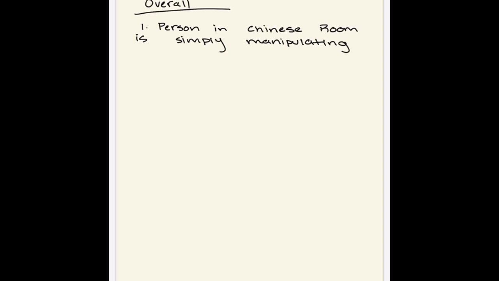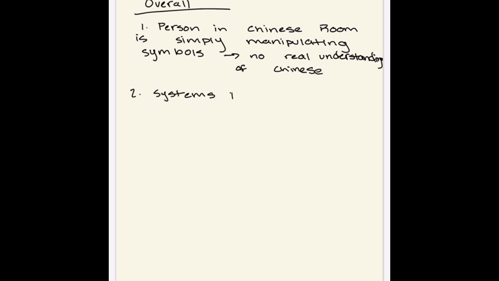So overall, the takeaways from the Chinese room is that the person in the Chinese room is just manipulating symbols. There's no intelligence, there's no understanding of the Chinese language going on. It's just symbol manipulation, which goes back to the physical symbol hypothesis, and good old-fashioned AI, how much real learning and understanding is going on there.